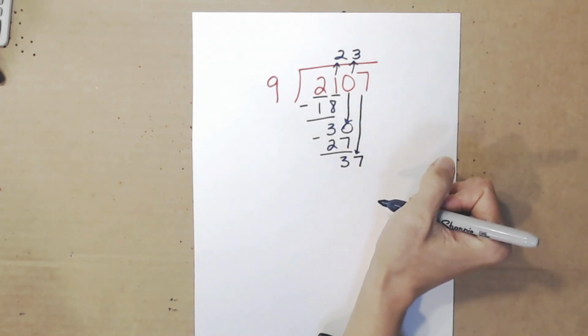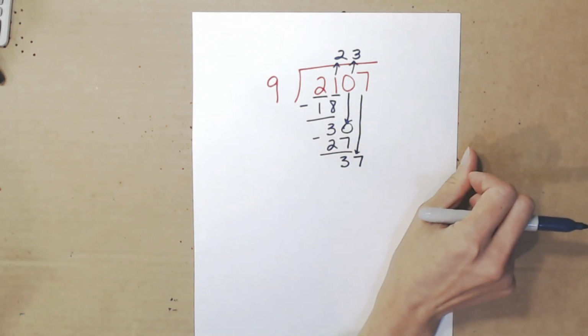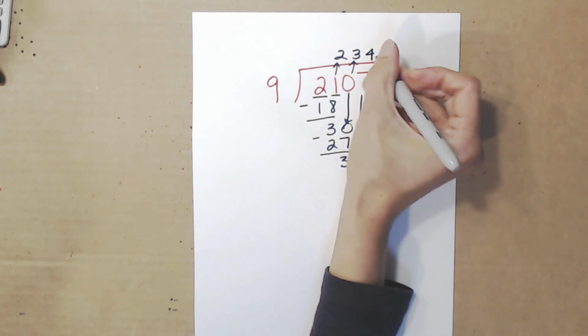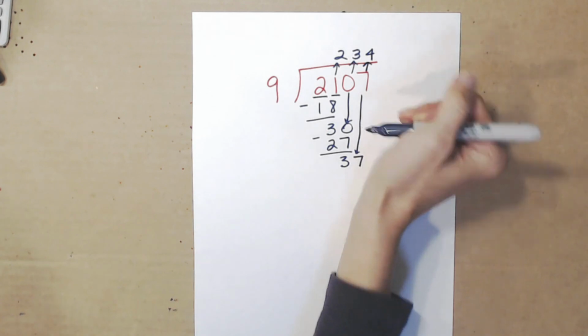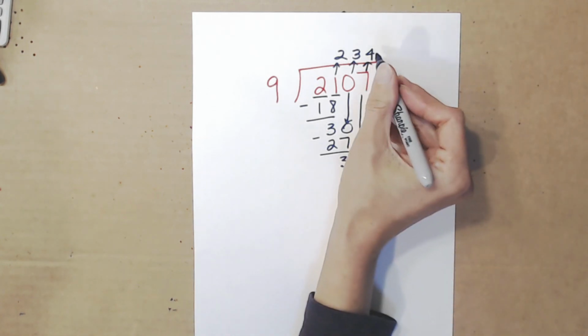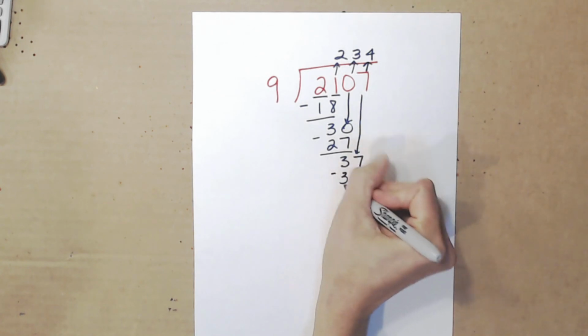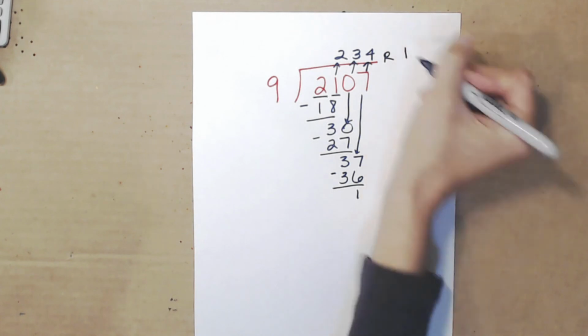And I bring down the 7 ones that I started with. So I have 37 ones to share among 9 people. Here again, my math facts come in handy. I know that 9 times 4 is 36, so I can give them each 4 ones. And again, I write that over the ones. So I use up 36 ones because 4 times 9 is 36, and I have 1 left over. So I can say remainder 1.